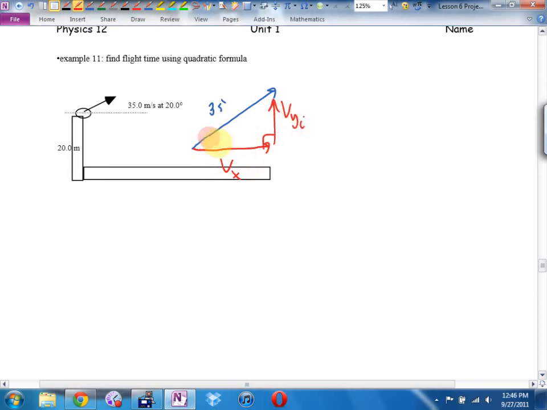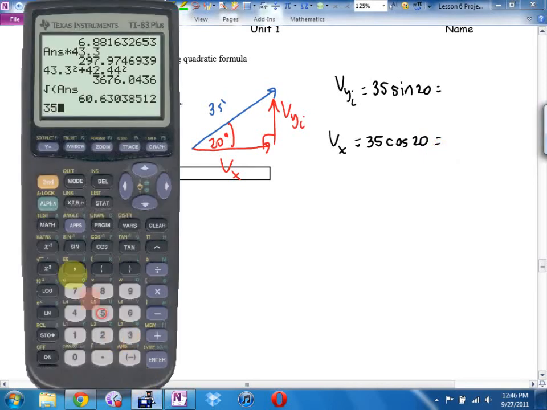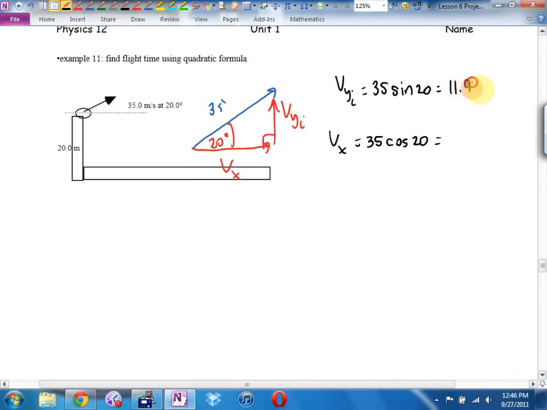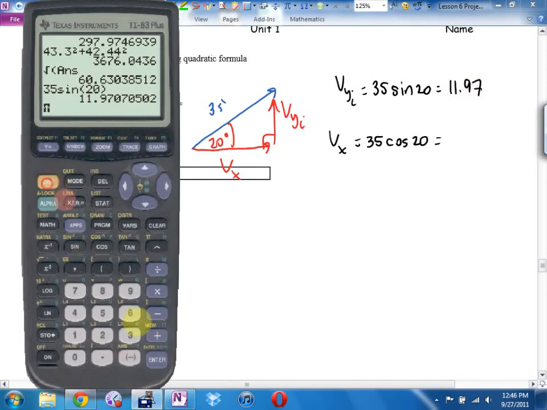Spencer, it would be great if there was some shortcut for what the heck Vy was. What was Vy? Oh, you're saying that Vy initial is 35 sine 20 and Vx is 35 cos 20? Why? I actually agree with you. I know it's amazing. 35 sine 20. I'll go 11.97, carry an extra sig figure. And I'll go 32.89.